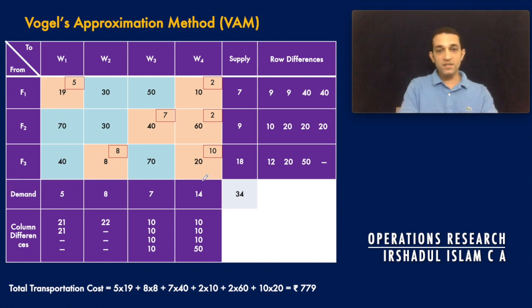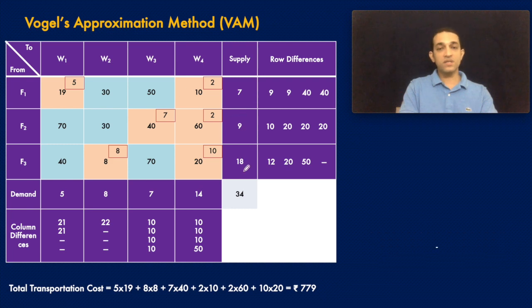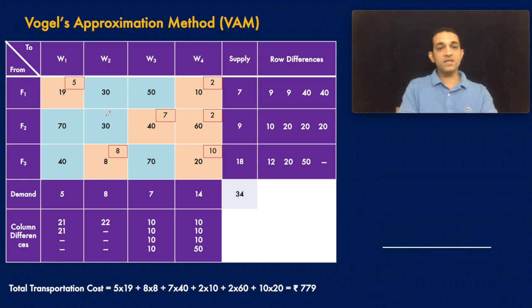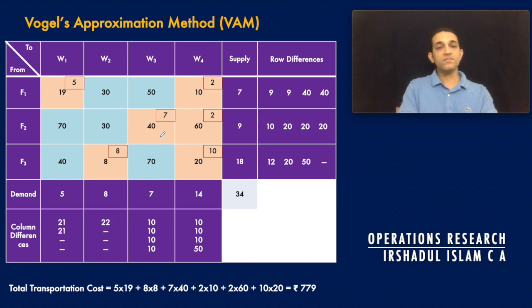And don't take the demand and the supply, they are units, they are not the cost element. So only the cost elements we will calculate. Here in the first column, the least cost is 19, the next highest cost is 40, so the difference is 21. In the second column, least cost is 8 and the next highest cost is 30, so the difference is 22. Here least cost is 40, next highest cost is 50, difference is 10. Here the least cost is 10 and the next highest cost is 20, difference is 10.